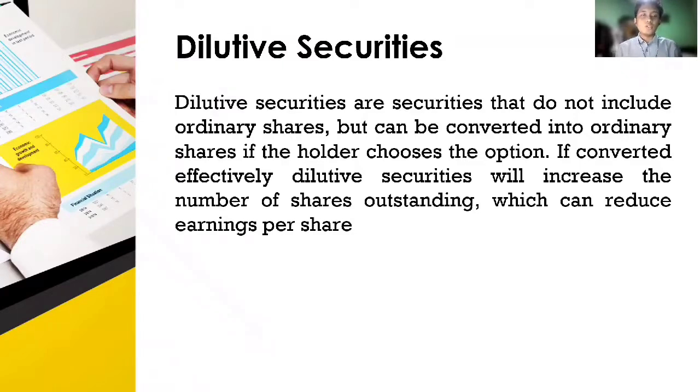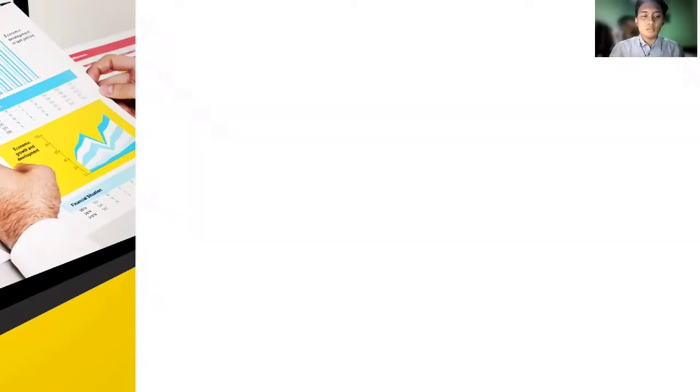First, we talk about dilutive securities. Dilutive securities are securities that do not include ordinary shares but can be converted into ordinary shares if the holder chooses the option. If converted effectively, dilutive securities will increase the number of shares outstanding, which can reduce earning per share.